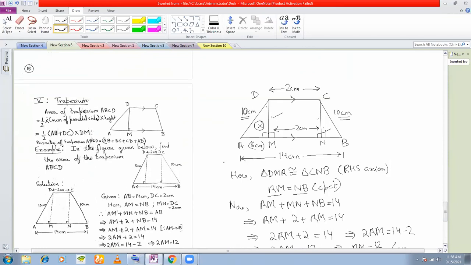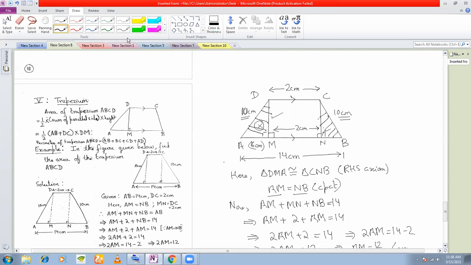Okay, now these two triangles, remember, will only be congruent if this trapezium is an isosceles trapezium. Otherwise, if it is not an isosceles trapezium, then these two triangles will not be congruent. Okay, very important.